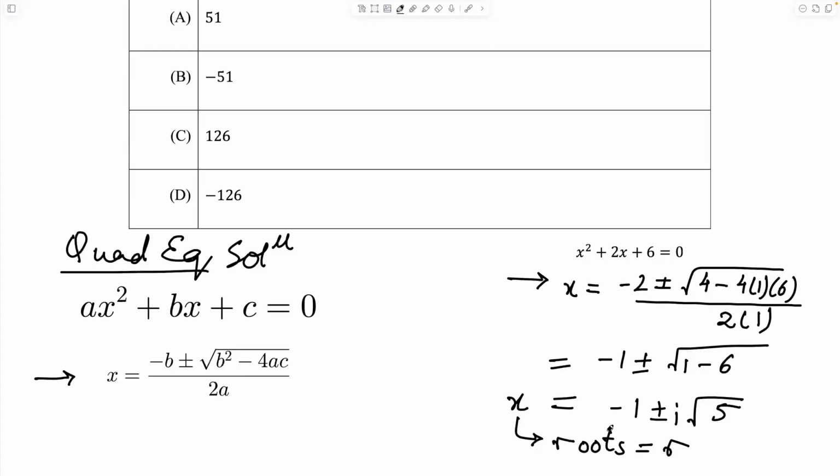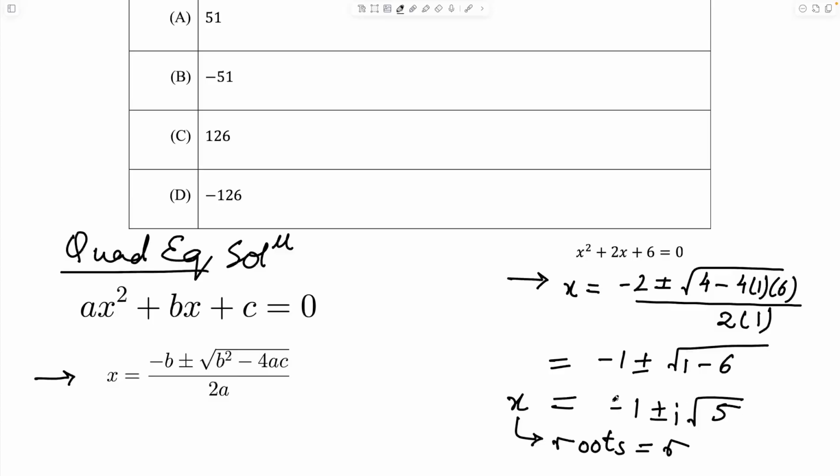Simplifying it further, you basically get x equals -1 plus minus iota root 5, right? So it takes on an imaginary value, and it takes not just one but two different values, right? As I already told, it can have two solutions, and it does have two solutions.